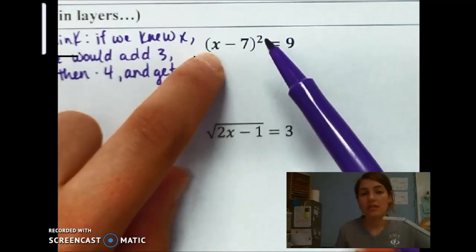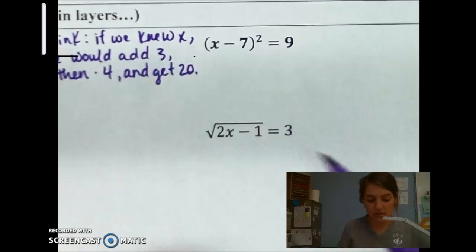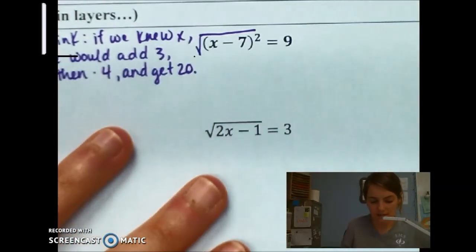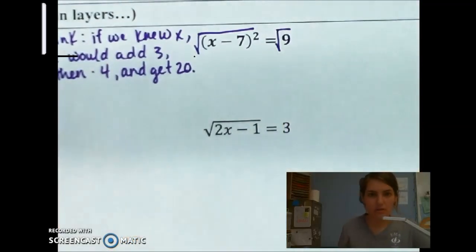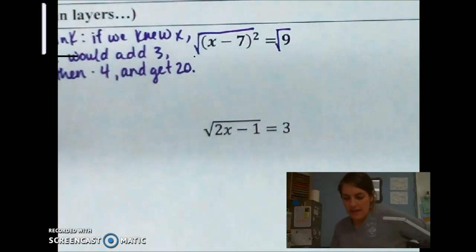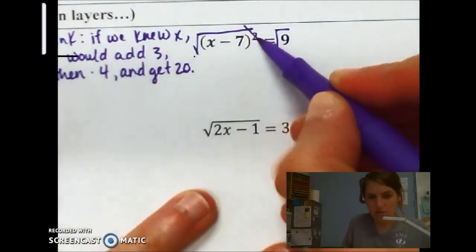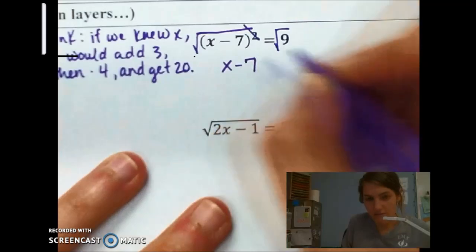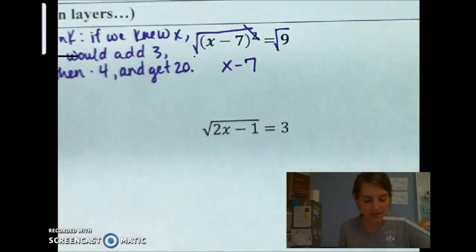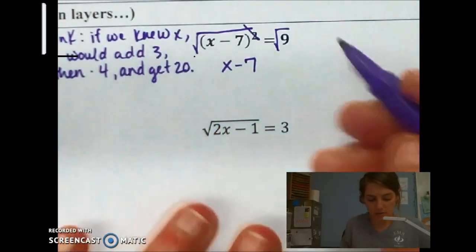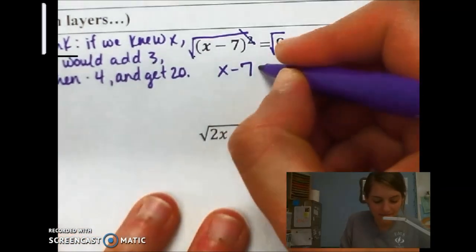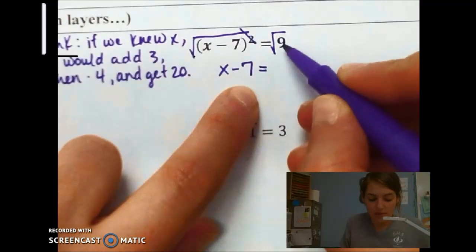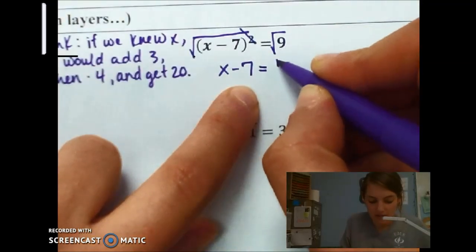So the first thing we need to undo is the square. We need to unsquare, which, the opposite of a squaring operation is to take the square root. So we're going to take the square root of both sides of the equation, and then the square root and the square cancel out, because they're inverse operations, and we have x minus 7 equals the square root of 9.